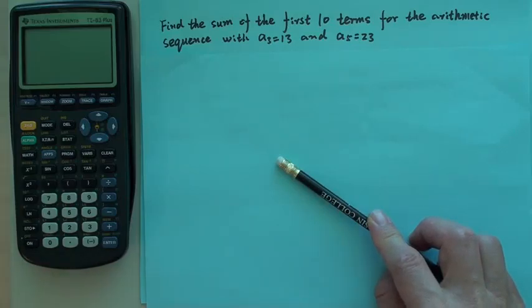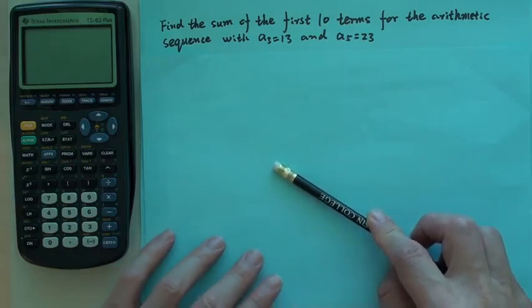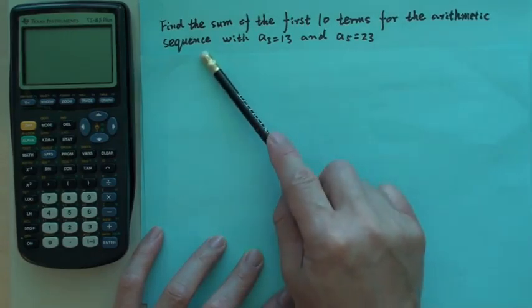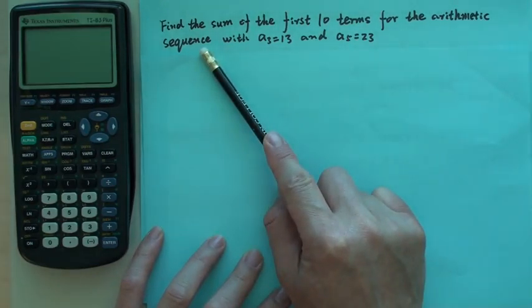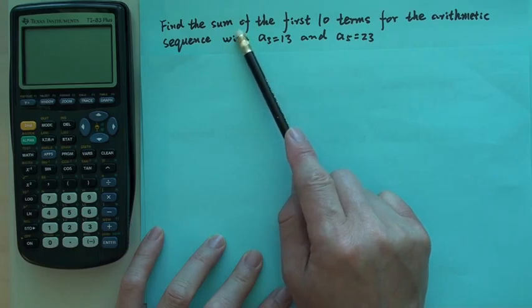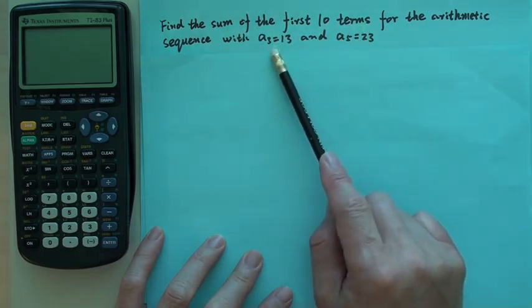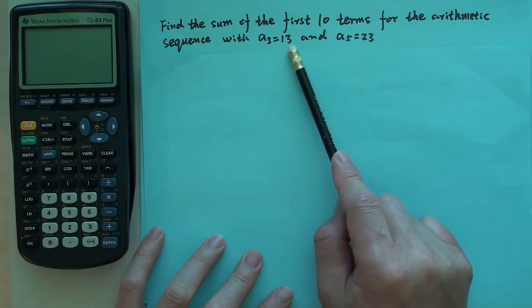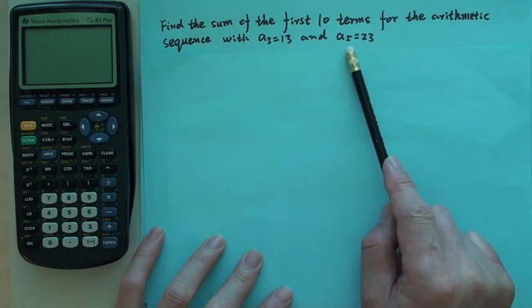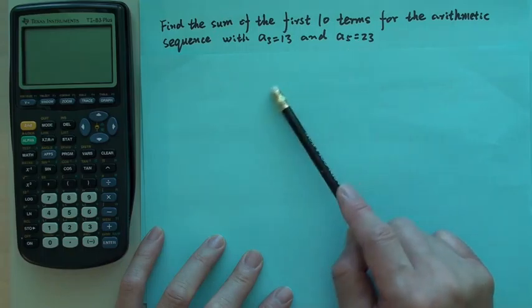In this lecture, we will keep working on arithmetic sequence. This one is to find the sum of the first 10 terms with the third term equals 13 and the fifth term equals 23.